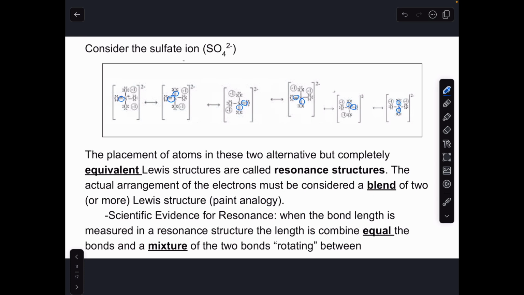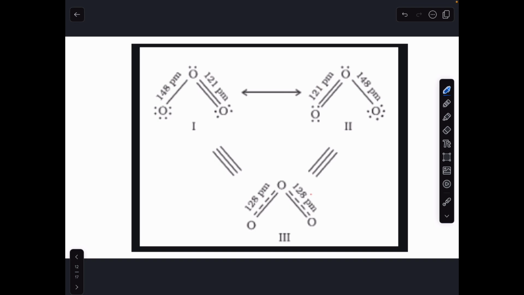And what scientists have found out is that the molecule actually does this and moves the double bond throughout. This process is known as resonance, by the way, and the proof they found is when they measured the bond length. So let's look at this model here really quick. When they measured the bond length of a single bond, it was 148 for O to O, and a double bond was 121, okay?